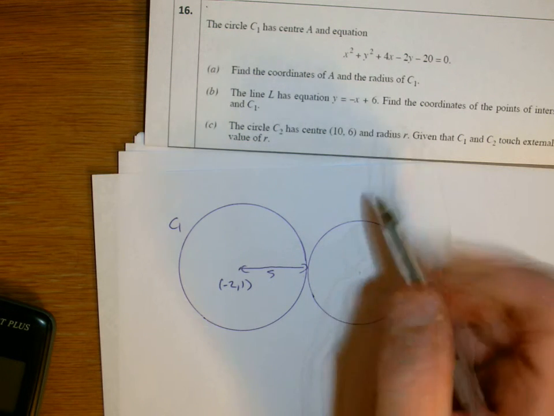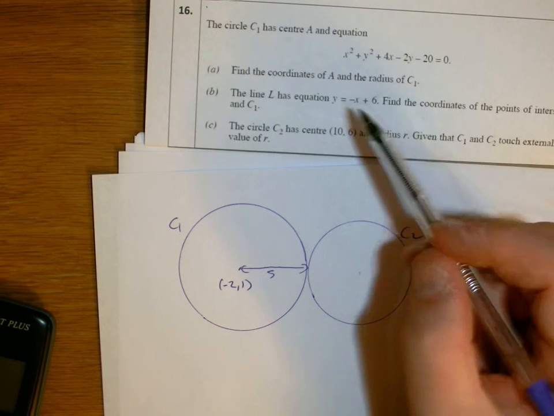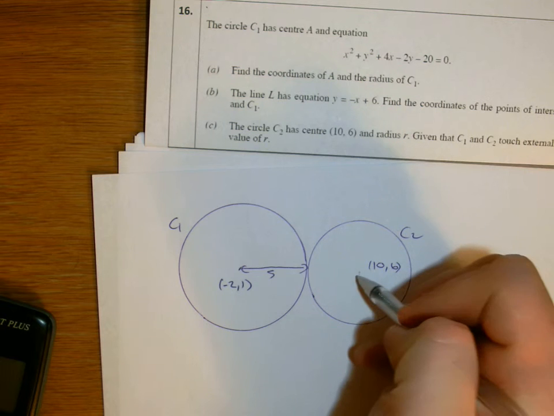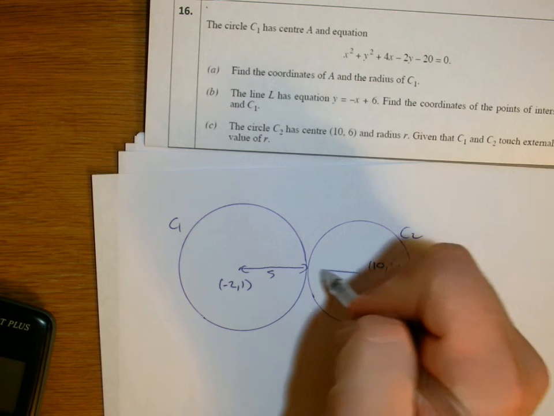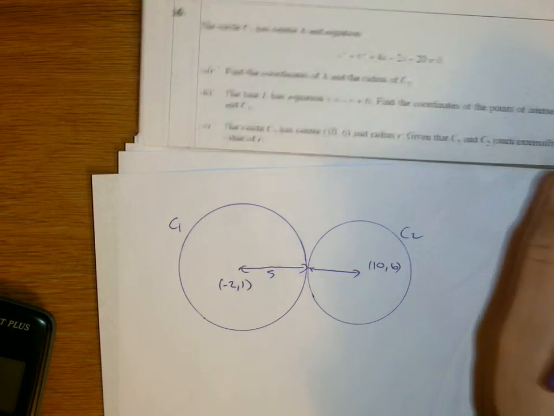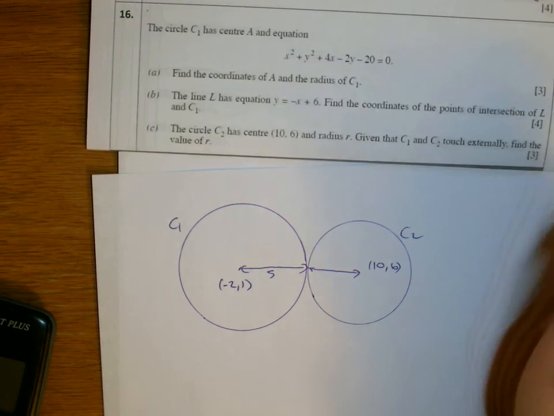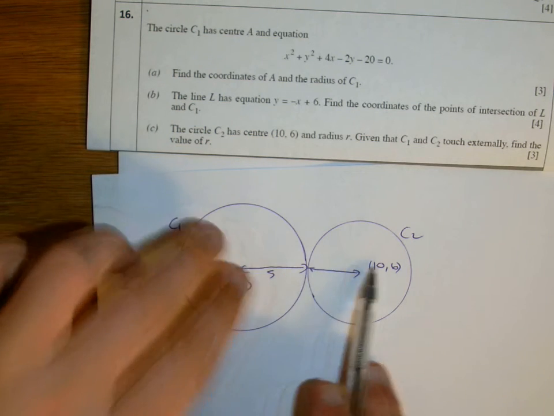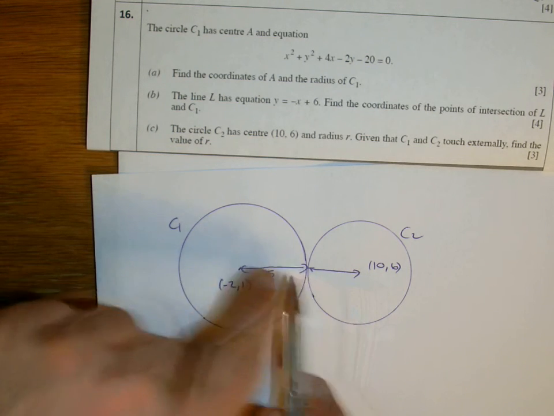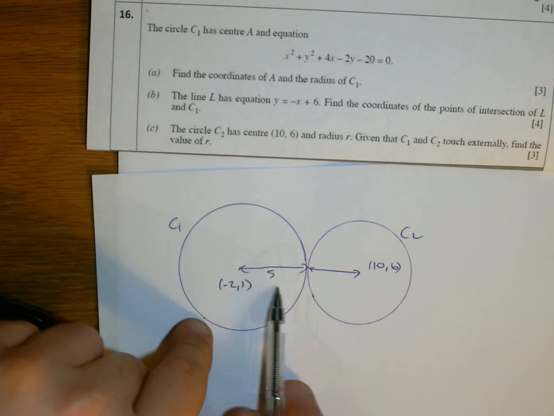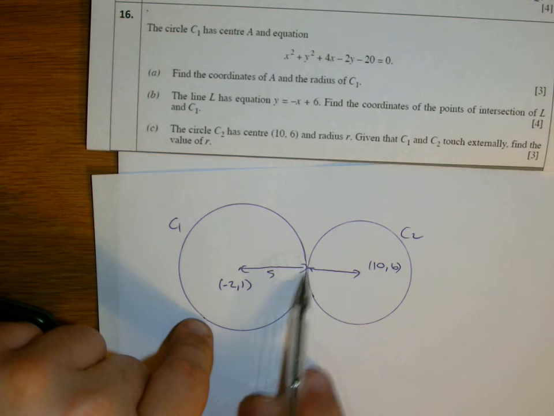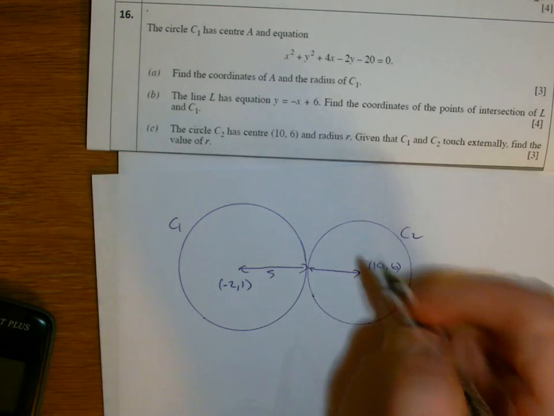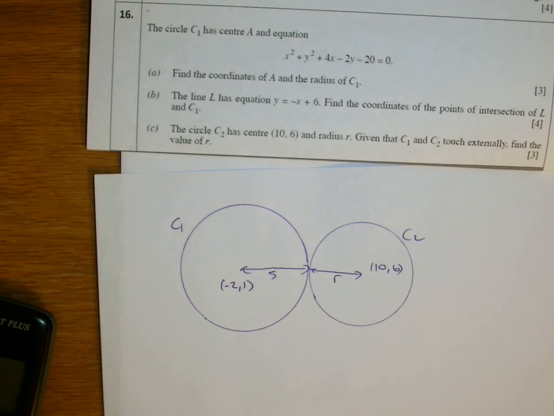Now they tell us the center of circle C2 is 10, 6, and they say the radius is r. They don't actually tell us the radius. What they do though is they tell us that they touch externally. What it means by externally is the circles are outside of each other. This circle could be inside, couldn't it? You could have a circle in here, which means it would be touching internally, but here they're externally, so they're outside of each other. Now we know this radius is r, and they're asking us to work out r.